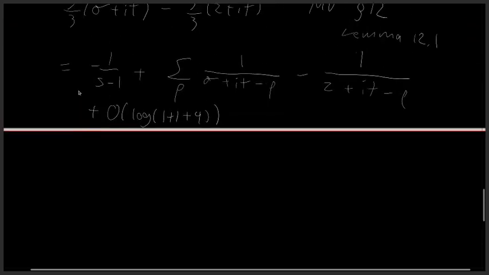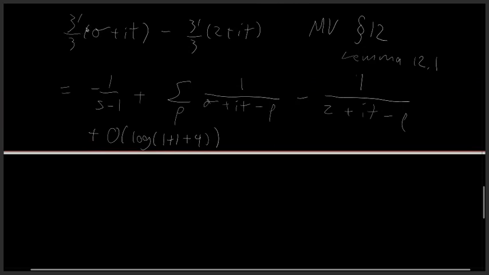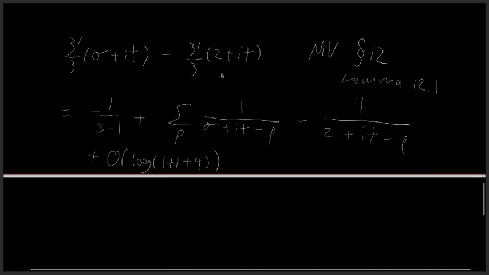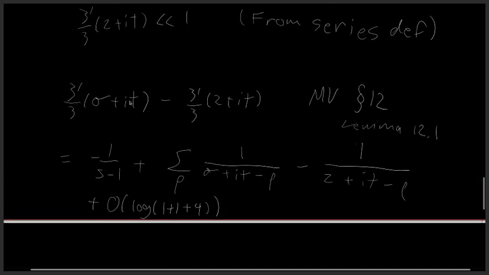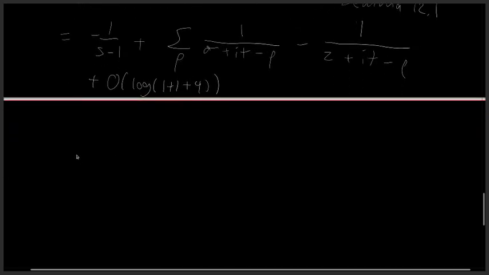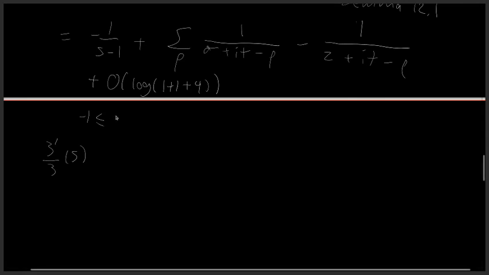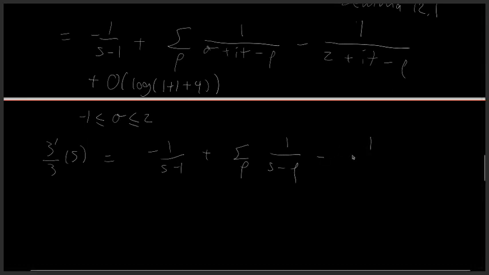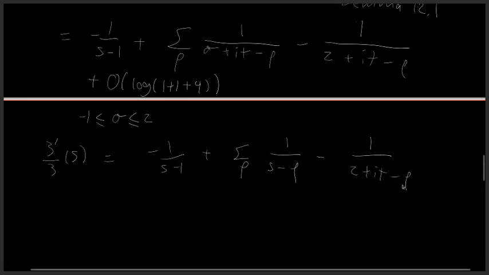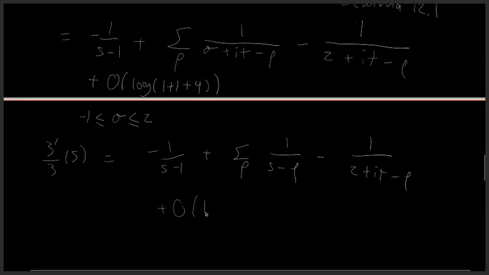So we have this identity for zeta prime over zeta minus this, and like we said immediately above, this term is in fact O of 1, so we can conclude that zeta prime over zeta at s, again for s with real part between minus 1 and 2, is minus 1 over s minus 1 plus the sum over the zeros of the Riemann zeta function, 1 over s minus rho minus 1 over 2 plus it minus rho, plus O of log absolute value of the imaginary part plus 4. Okay.